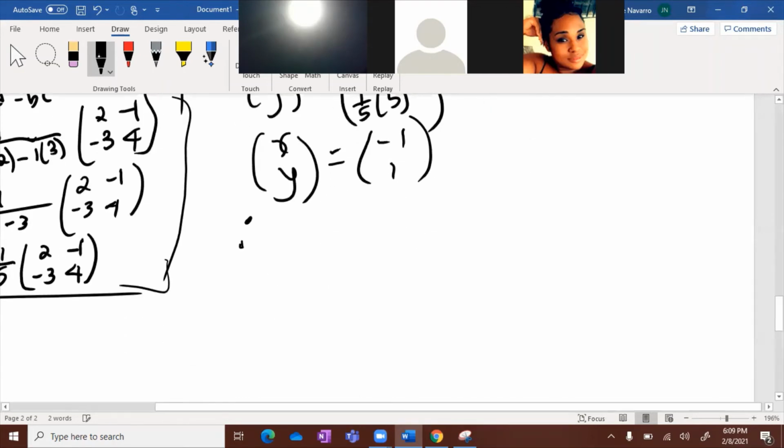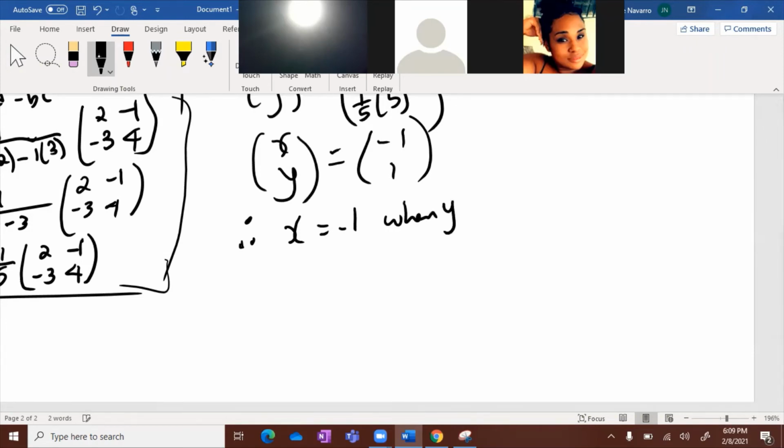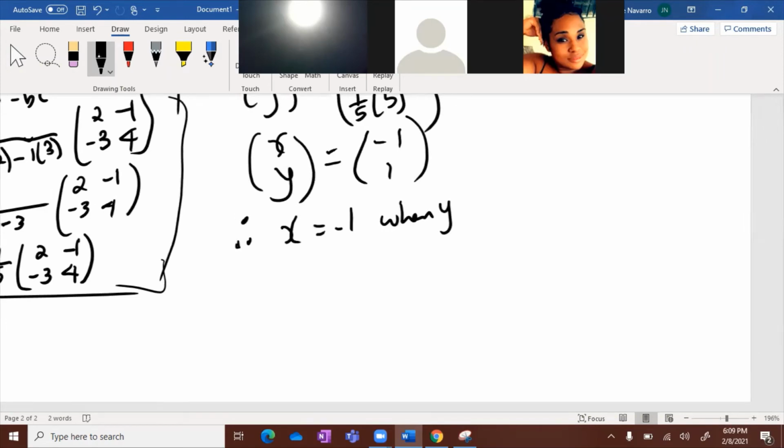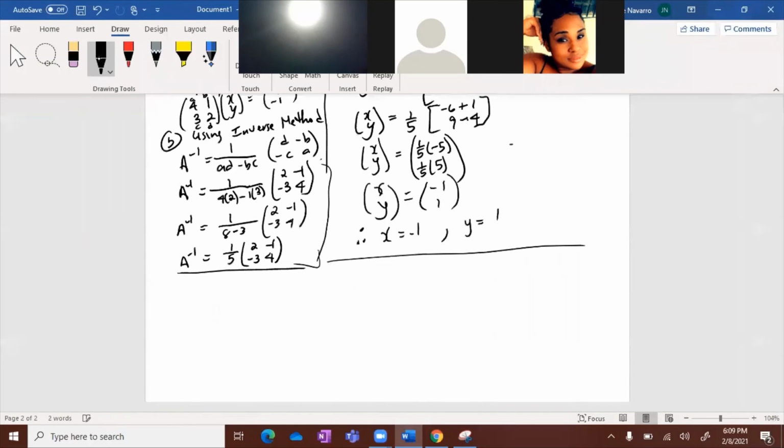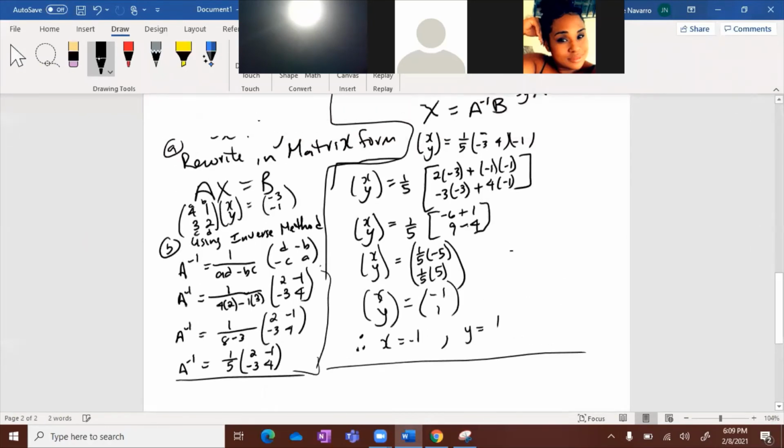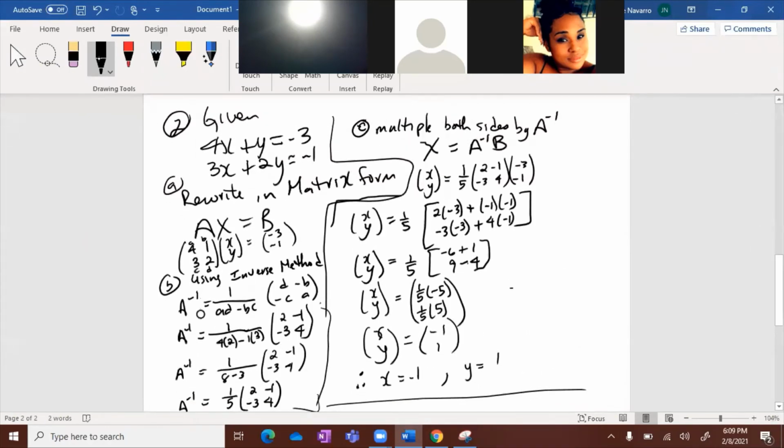So therefore, x is -1 and y is +1. All right. But of course, remember, we still have a check to do for this section.